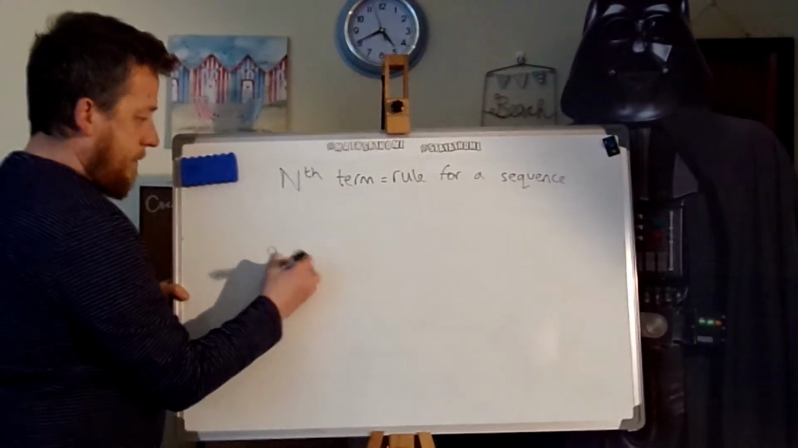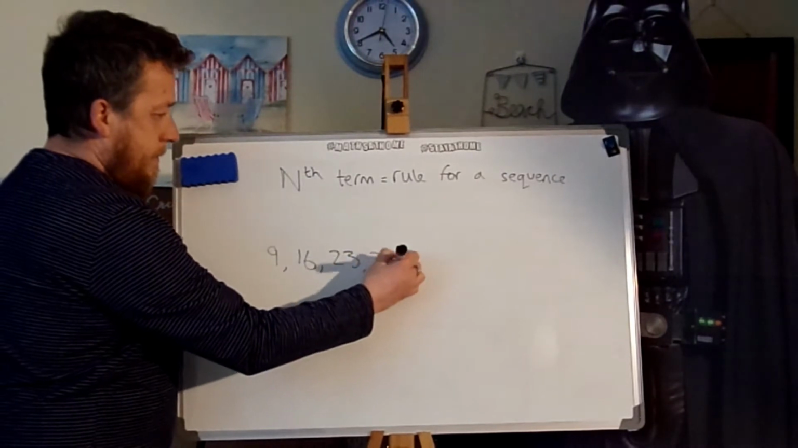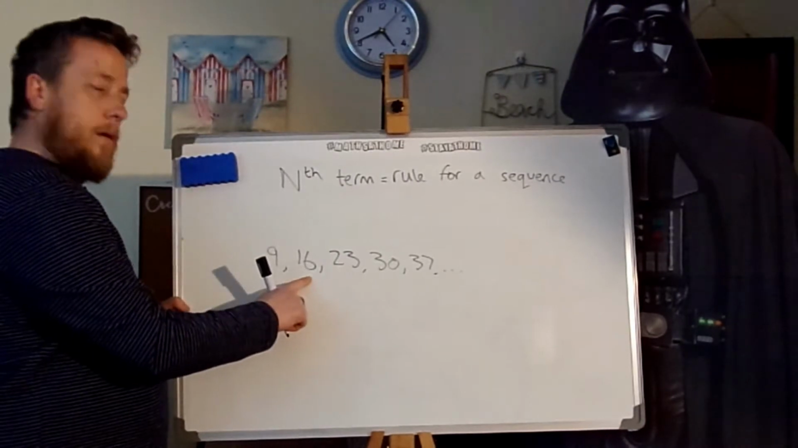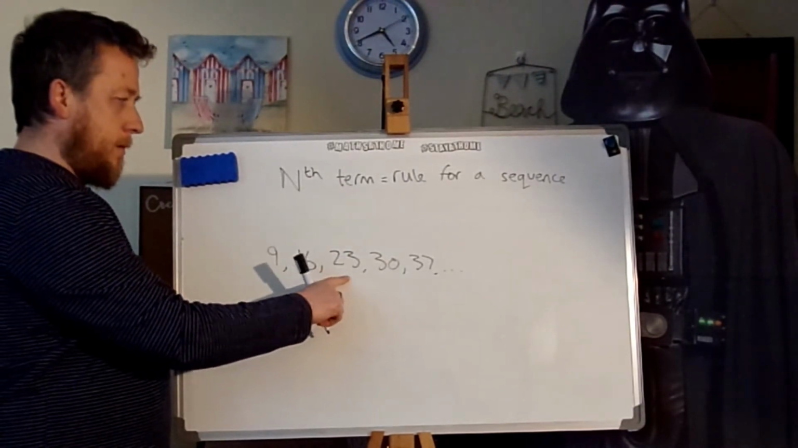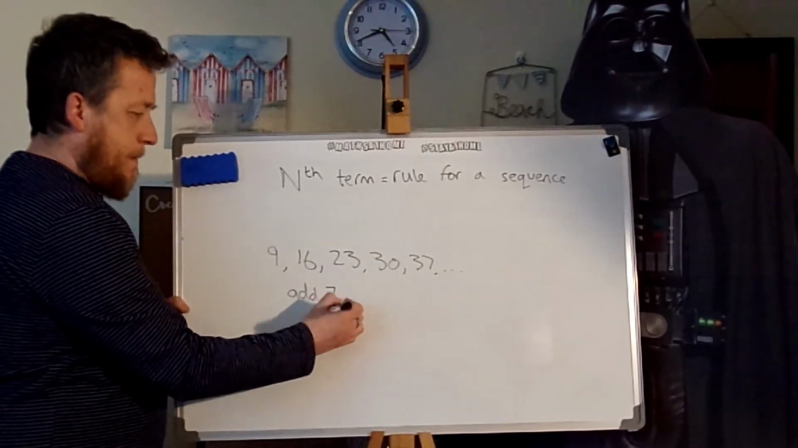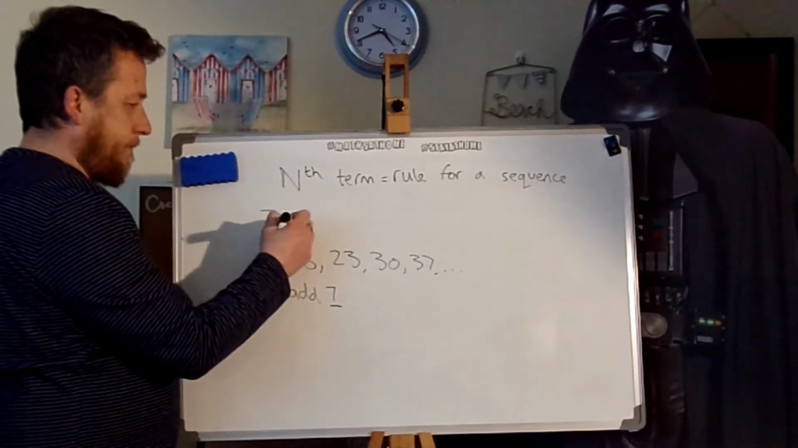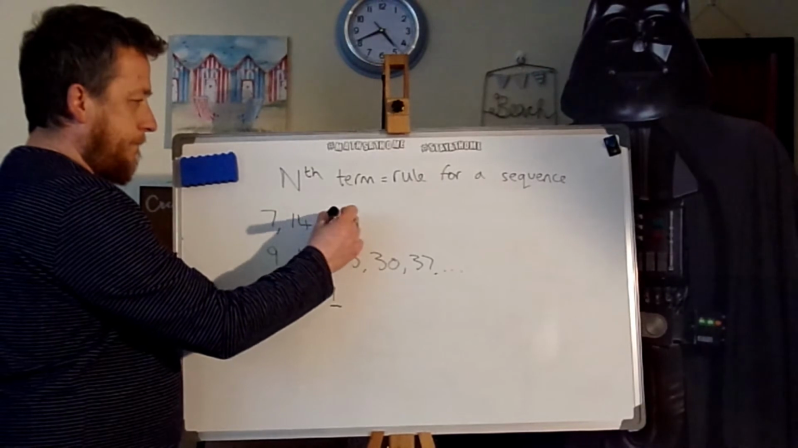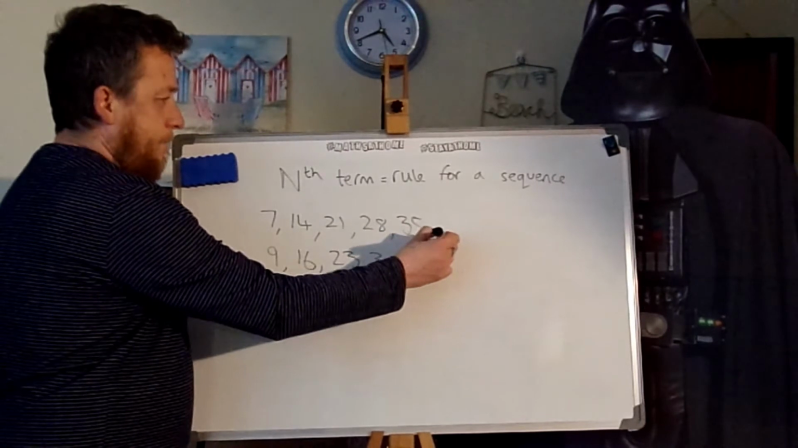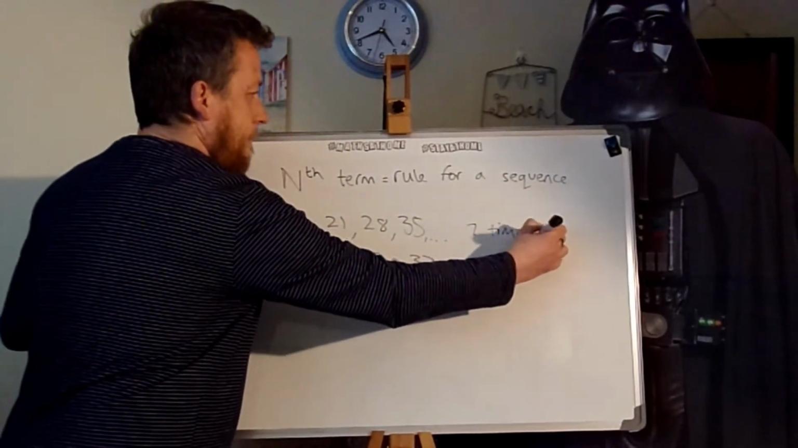So let's try this again. Let's choose a different sequence. Now we have 9, 16, 23, 30, 37. The first thing we're looking for is identifying the pattern, which is that we add 7 on. Now when we add 7, we are clearly going to be looking at the 7 times table. So we're going to write the 7 times table out so that we can do the comparison to be able to identify the rule for our sequence.